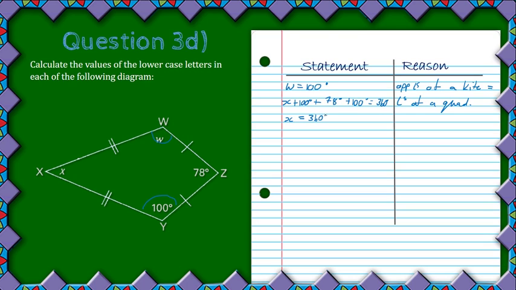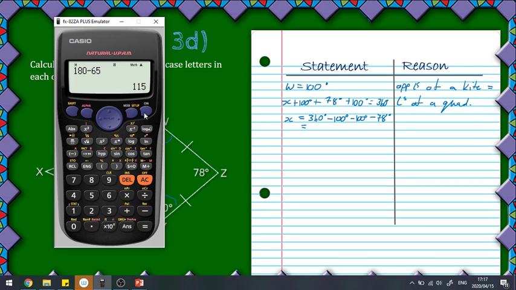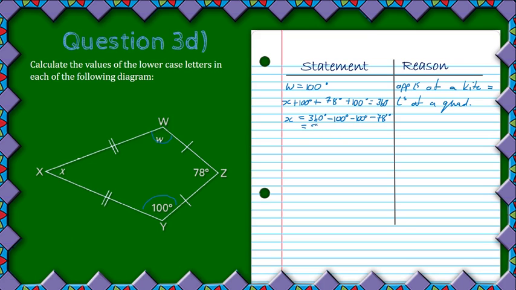So 360 degrees minus 100 minus 100 minus 78. And that's equal to 360 minus 200 minus 78, which is 82 degrees.